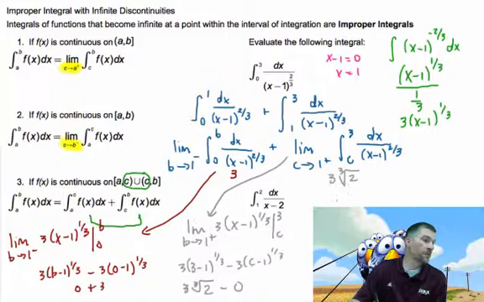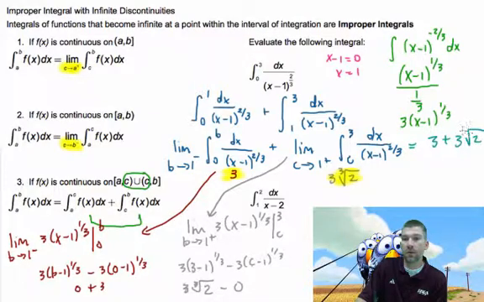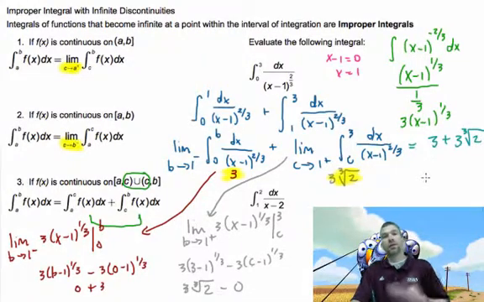All right. So what do I do? I add these two guys together. And when I add my first part with this, that will give me the answer to my problem. So what is my answer going to be? My answer is going to be 3 plus 3 times the cube root of 2.